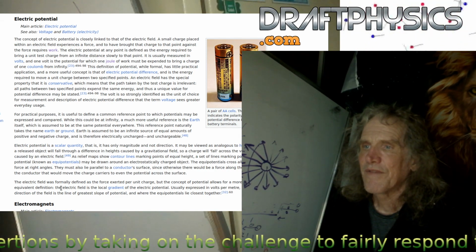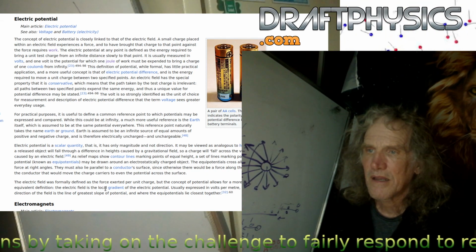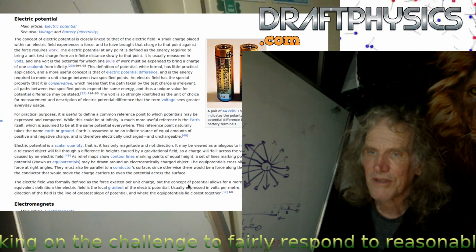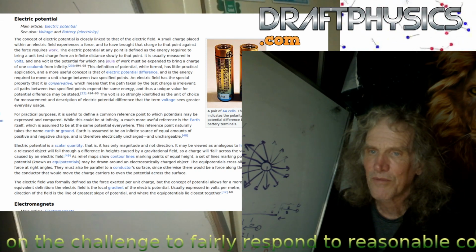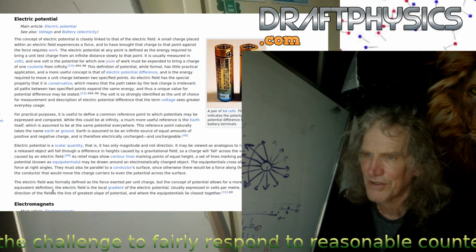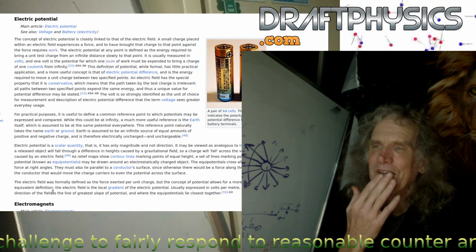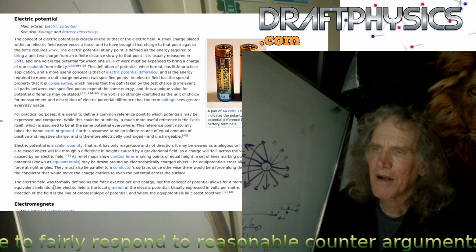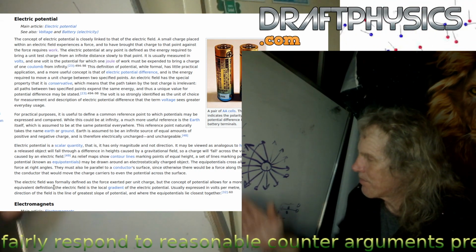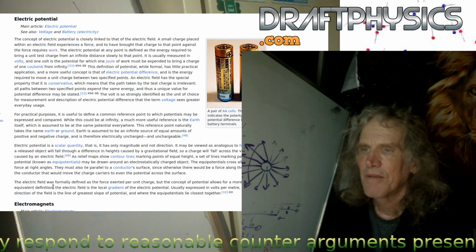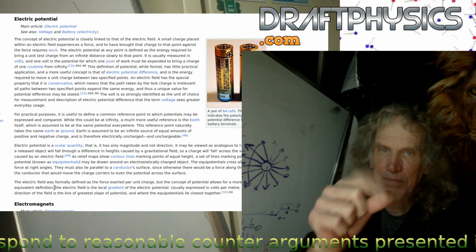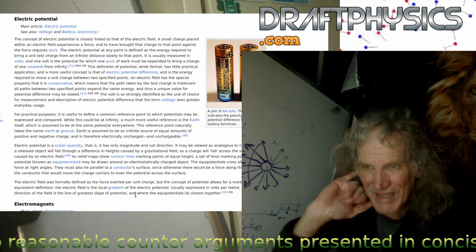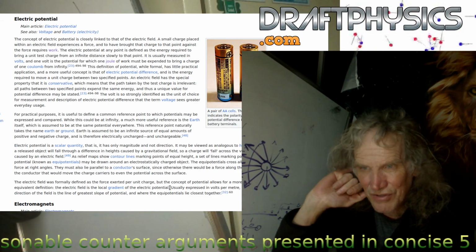All right, the electric field was formally defined as the force exerted per unit charge, but the concept of potential allows for a more useful and equivalent definition. The electric field. And again, the field is completely a consequence of how much pressure you're pushing on the electrons. More pressure, more compression of the field. The electric field is a local gradient of the electrical potential.